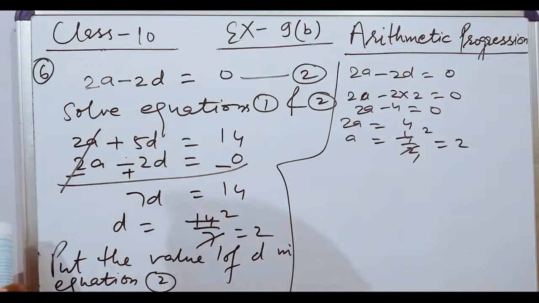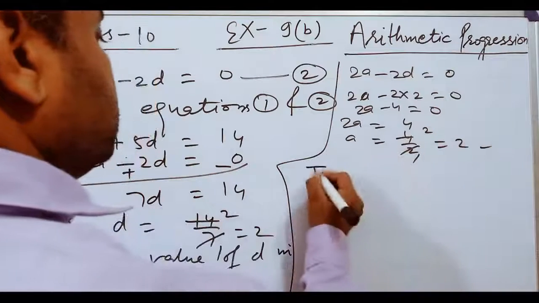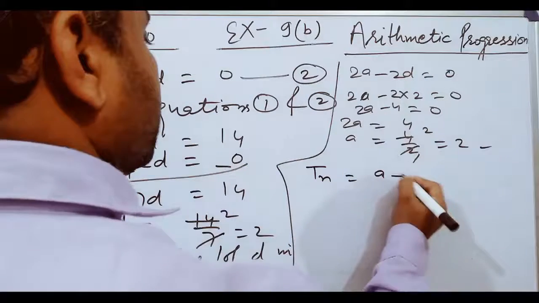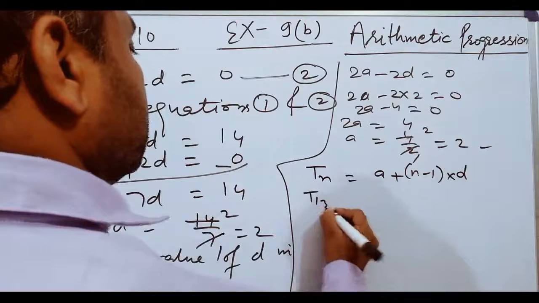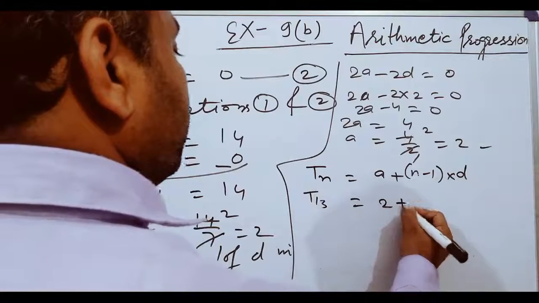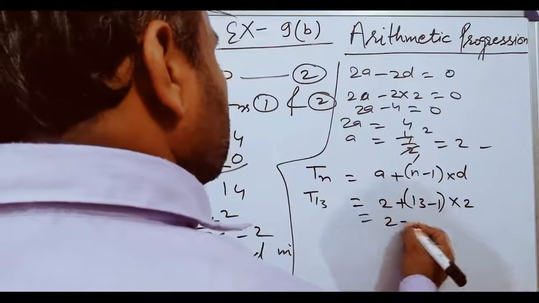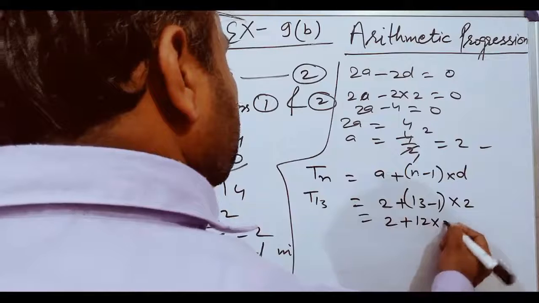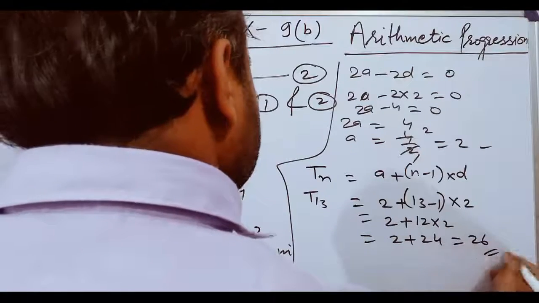Then we have to calculate the first and 13th term of the AP. The first term is 2, and for the 13th term, Tn equals a plus (n minus 1) into d. First we will write the formula. T13 equals a plus (13 minus 1) into d, putting a as 2 and d as 2: 2 plus 12 into 2, 2 plus 24 equals 26. This is the answer.